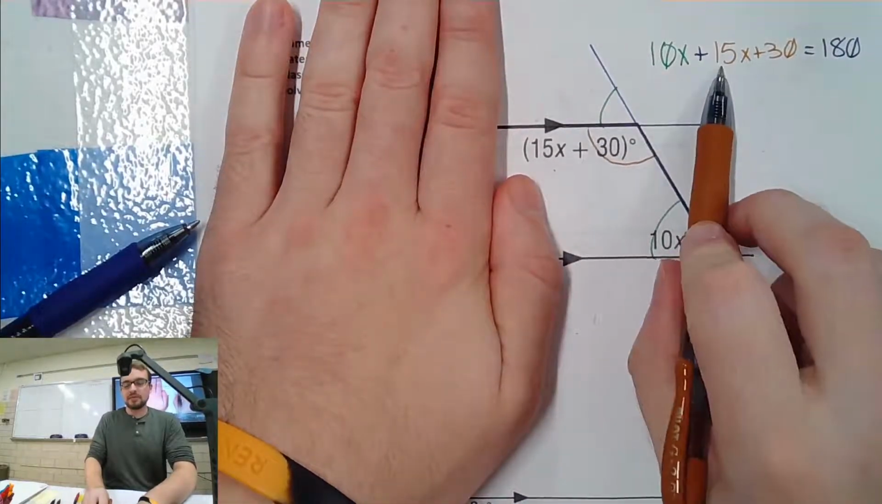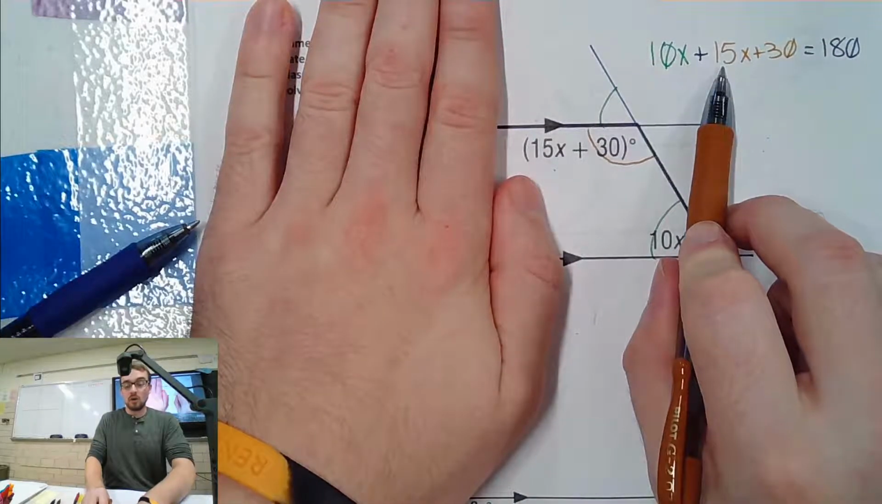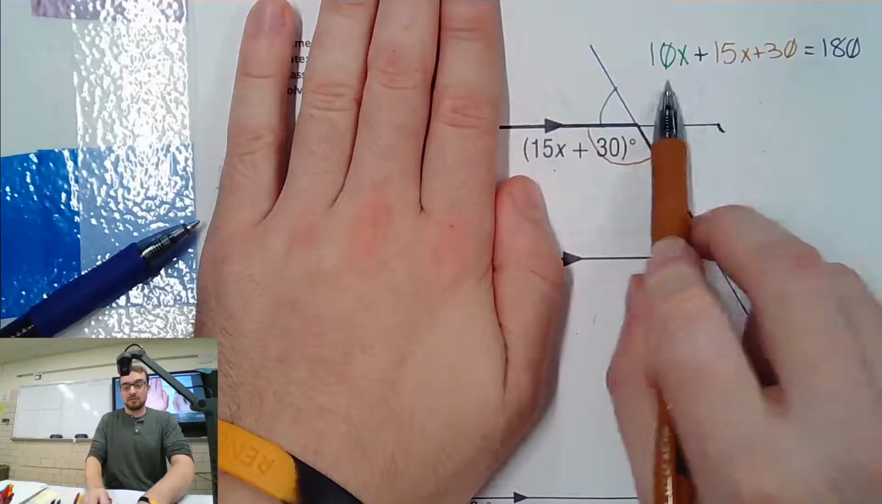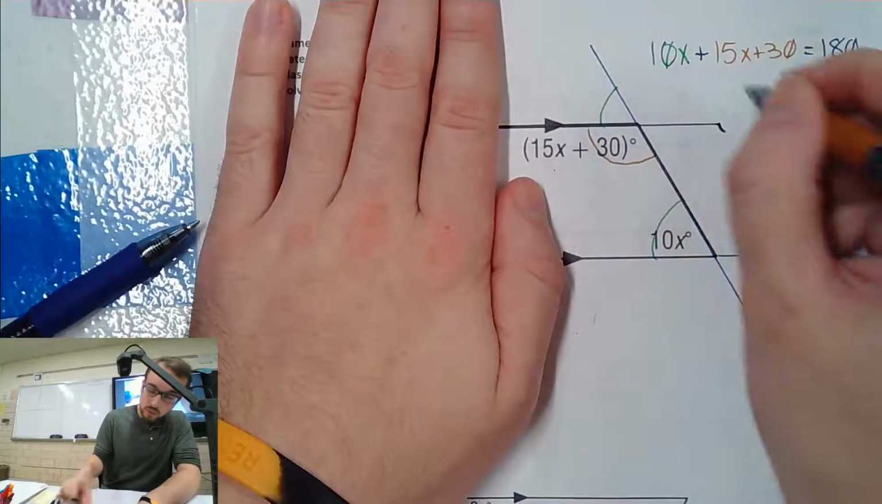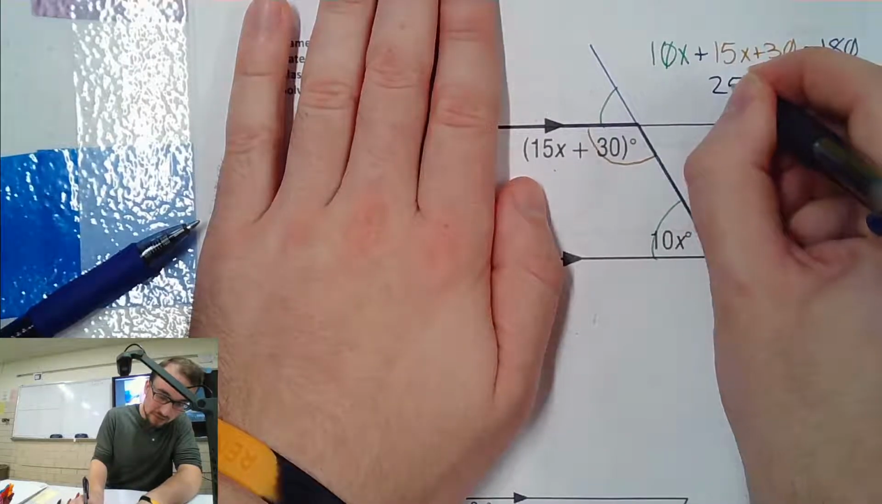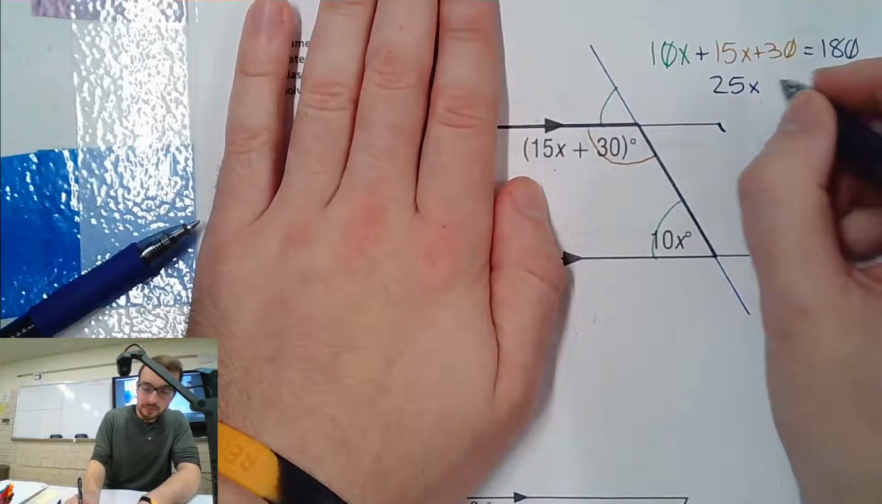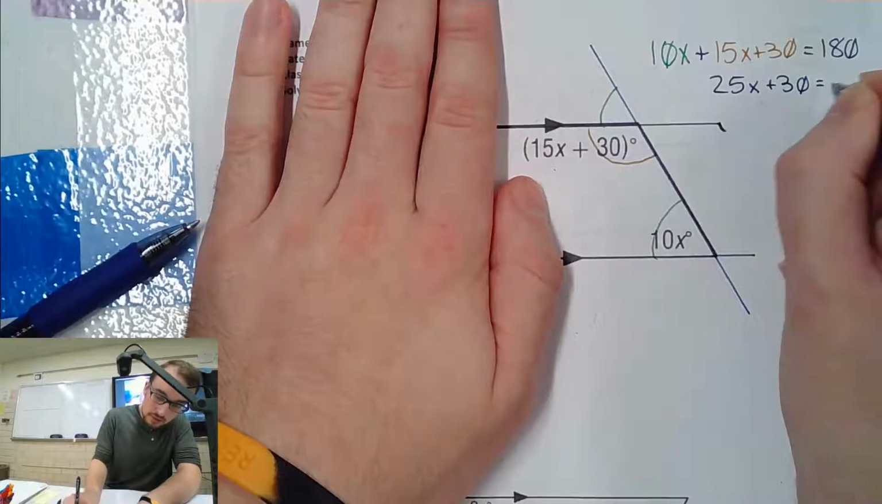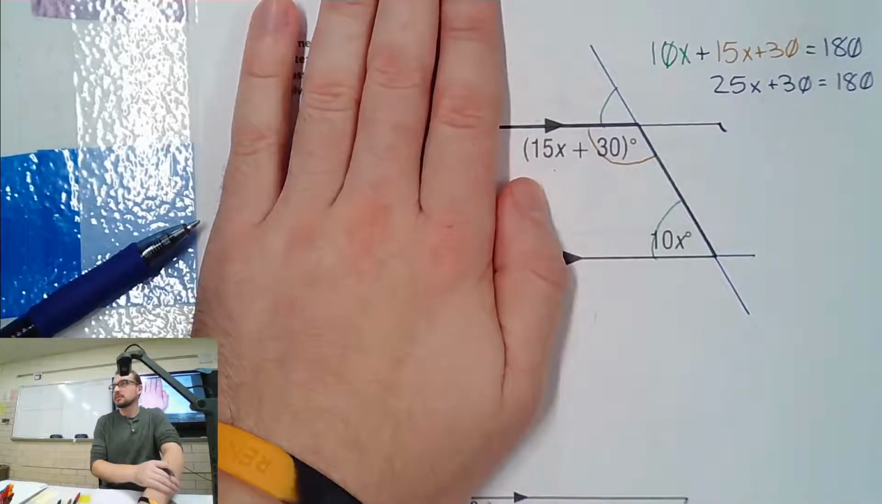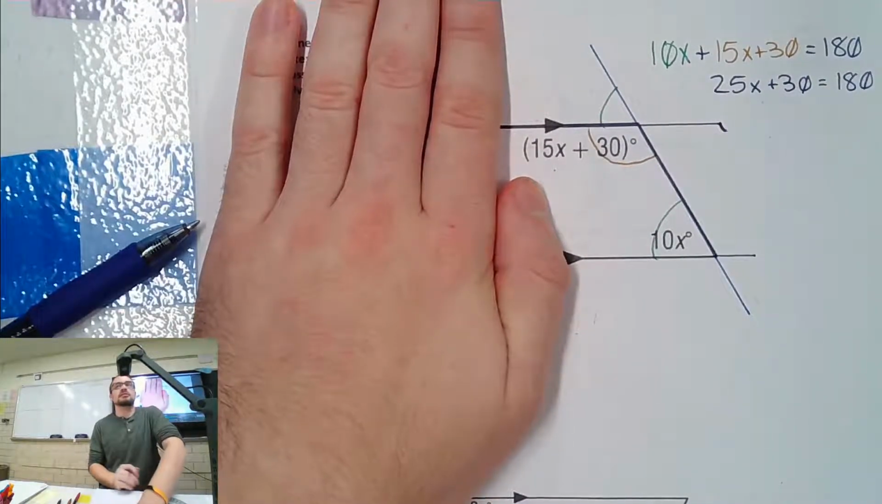Do I subtract the 15x? No, they're already together on the same side. You just do math, right? 10 and 15, that's 25. So we have 25 x's. Again, don't lose your x's. Stock them on Instagram. That's what you do. Who amongst us has not?